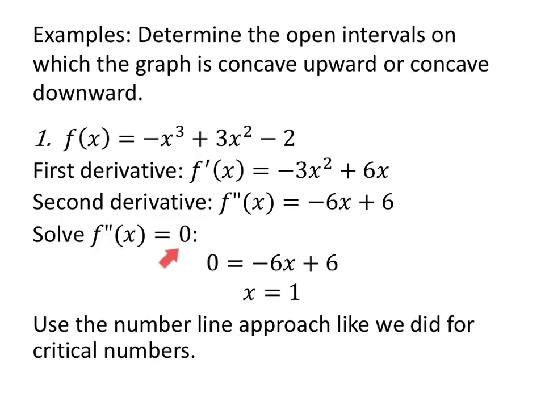When I set the second derivative equal to 0, 0 equals negative 6x plus 6. Let's add 6x to both sides. Divide by 6, and I get x equals 1. We're going to use the same number line approach that I did for increasing and decreasing functions and our critical numbers.